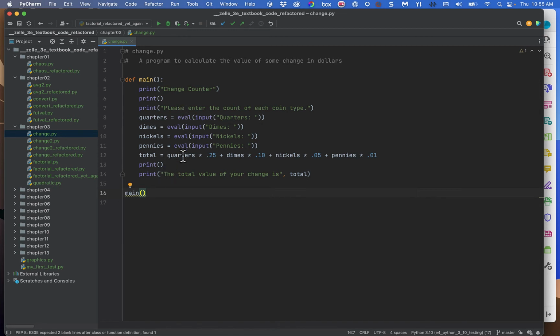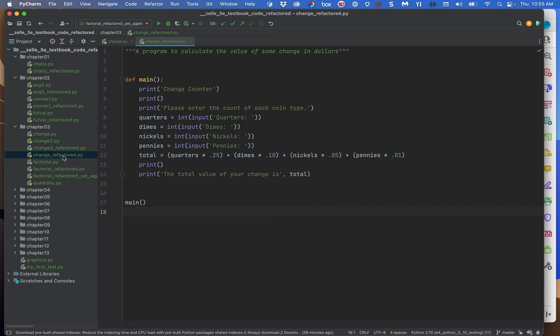I don't know why we're still using eval. I think that's something they forgot to change. Because these are all counts, these should have been ints, right? And then we take the counts and we multiply them times their fractional values in order to come up with a dollars float value. Okay, now this has quite a few problems that I've fixed in this change refactored.